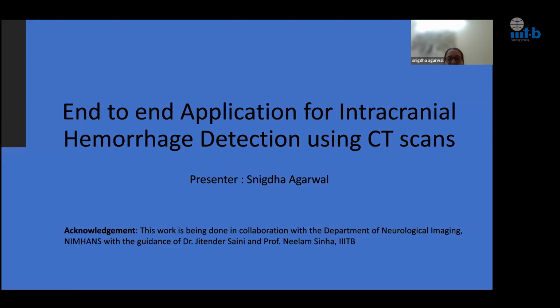What I'm going to present today is an end-to-end application for intracranial hemorrhage detection using CT scans. This is ongoing work being done in collaboration with the Department of Neurology at NIMHANS, under the guidance of Dr. Jitendra Saini and Professor Neelam Sinha.